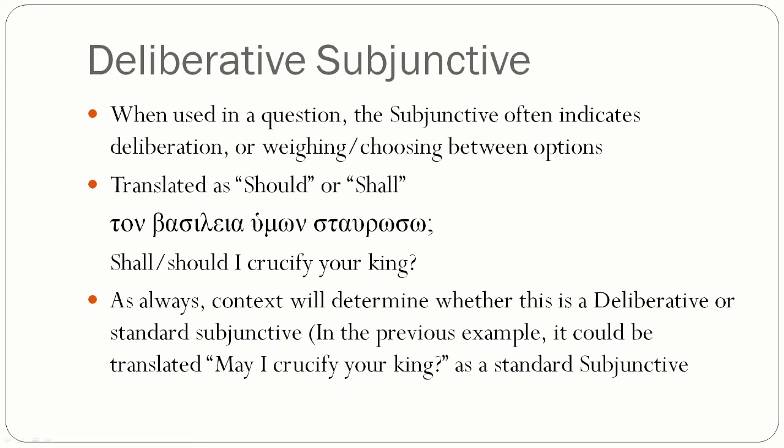If it is a standard subjunctive, I have the translation as, may I crucify your king? Might I crucify your king? Is it a possibility that I would crucify your king? Clearly it's not this one, right? Pilate is the Roman governor. He's not asking them for permission, or telling them about a possibility. He's actually deliberating in his own mind whether he should do this. But just from the form there, it could be, may I crucify your king? I'm asking permission for you to do this.